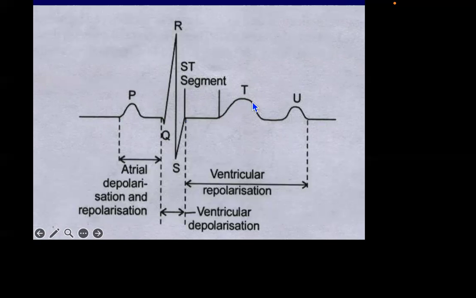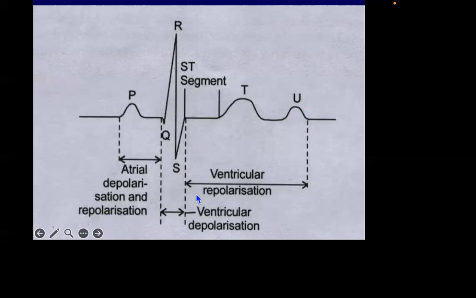And this is the T wave. This is the T wave. And actually, the T wave normally is the last deflection in the ventricular repolarization process. But sometimes you may find a U wave. This is the U wave. In some patients you see it, but you don't see the U wave in all patients.